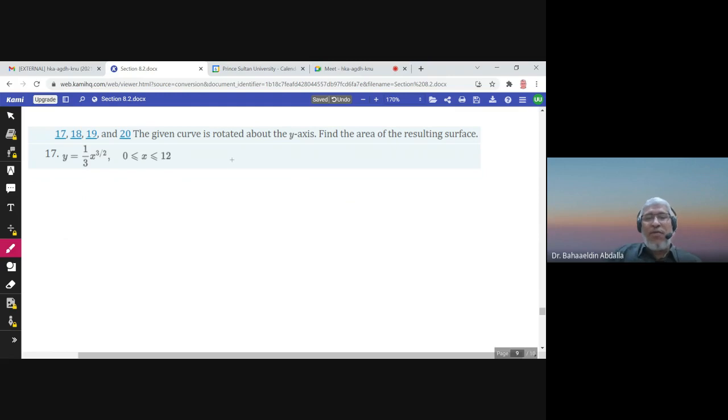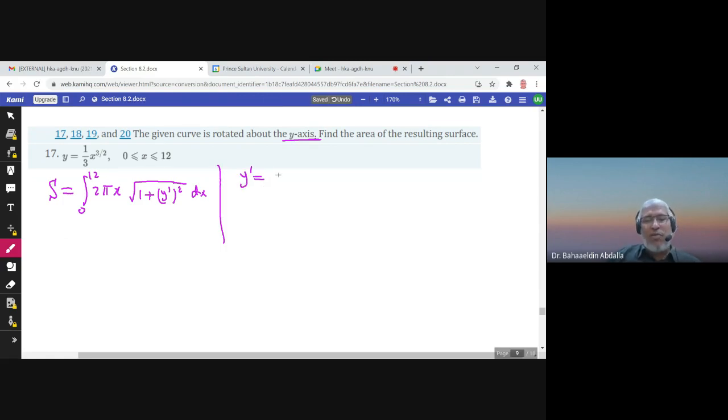Now, the curve is rotated about the y-axis. So the formula would be the integral of 2 pi x ds. And ds, I can write it in terms of x or y. X here is given from 0 to 12, so I will write it in terms of x. And I'll have the square root of 1 plus dy by dx, or y prime, squared. And I need y to be a function of x here, which is the case.